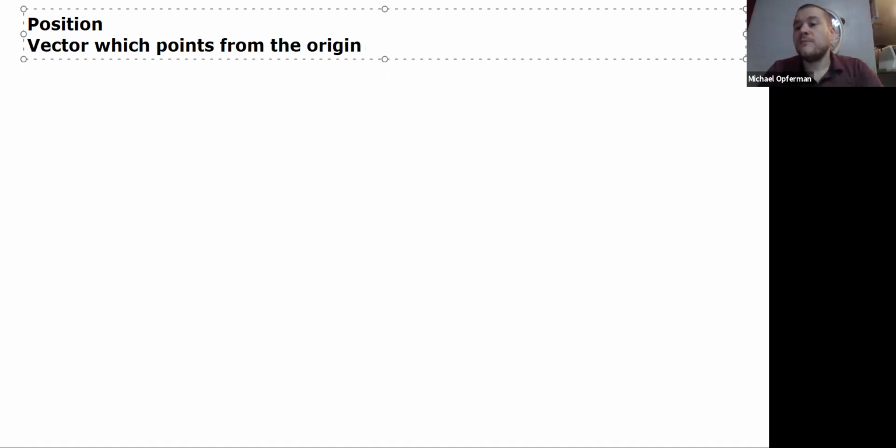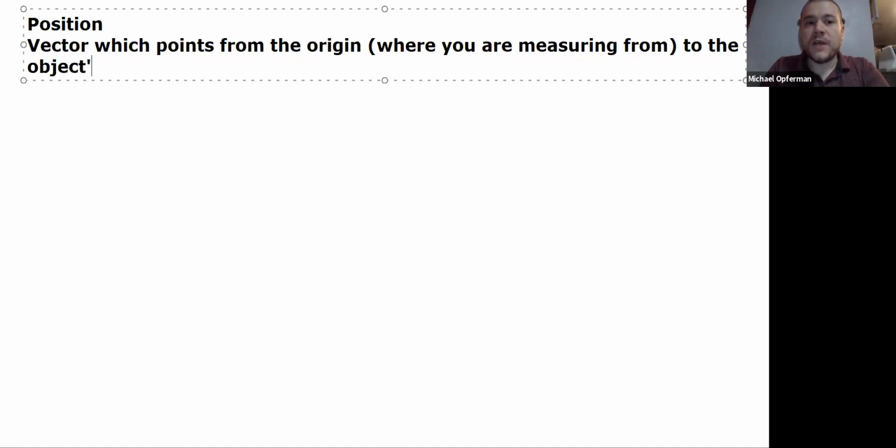So for instance, let's say that the origin is my own body, my own personal position. Like I was saying, I might say this pen is to my right. So it's a vector which, imagine, points out from me to the location of the pen. And that's the position vector. So it comes from the origin of where you're measuring things from to the object's location. So it's a vector which points from the origin to the object's location.